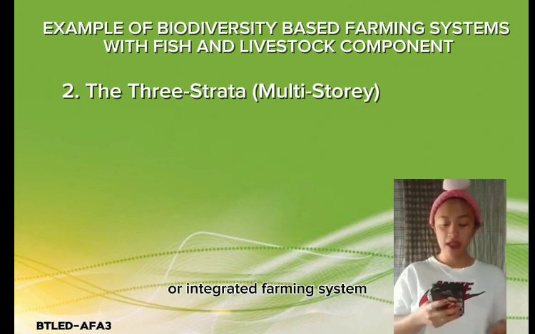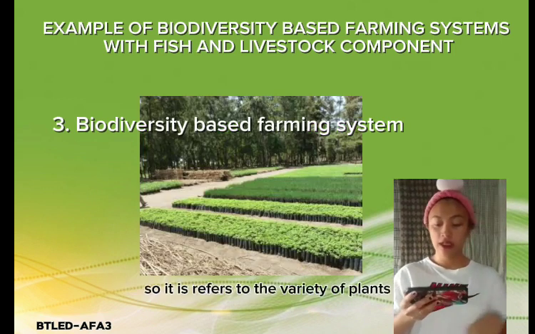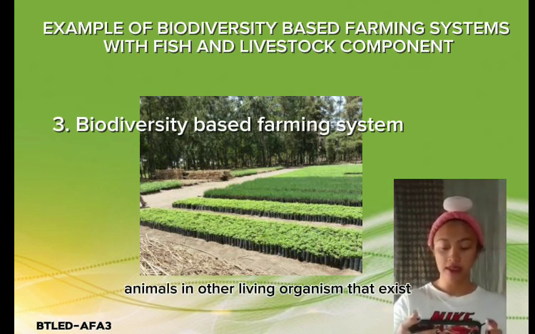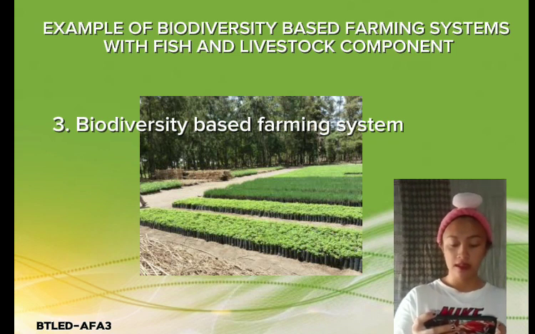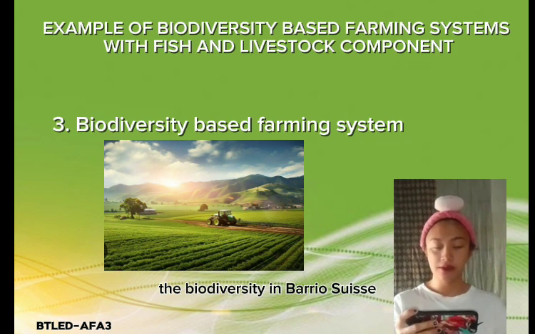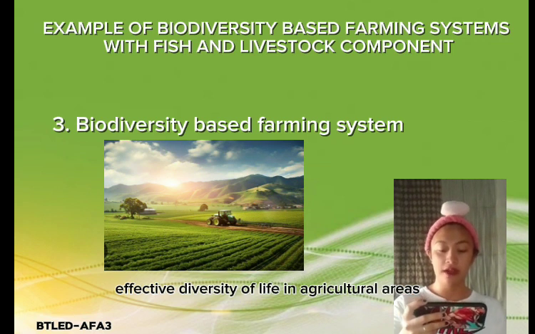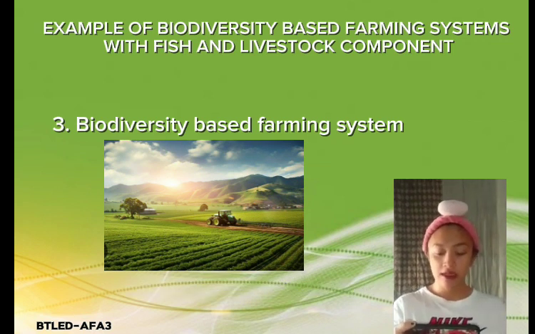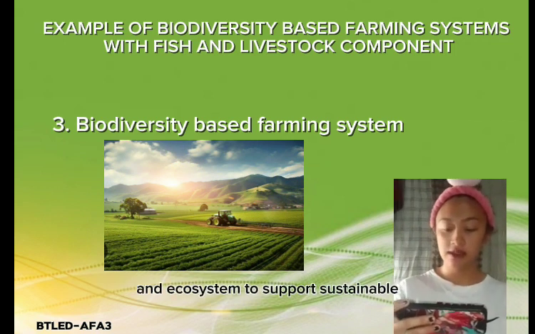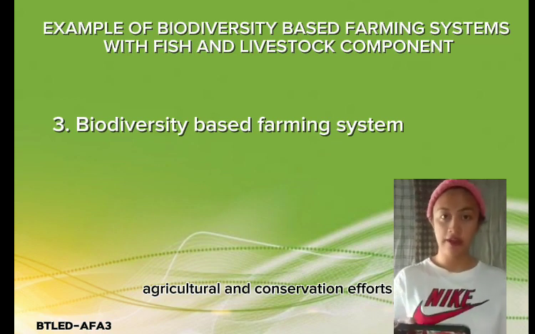The third one is the biodiversity of the farming system. It refers to the variety of plants, animals, and other living organisms that exist in and around the farms. Different farming practices can impact biodiversity in various ways. By studying how farming methods affect the diversity of life in agricultural areas, researchers can understand how to promote a healthy balance of species and the ecosystem to support sustainable agriculture and conservation efforts.